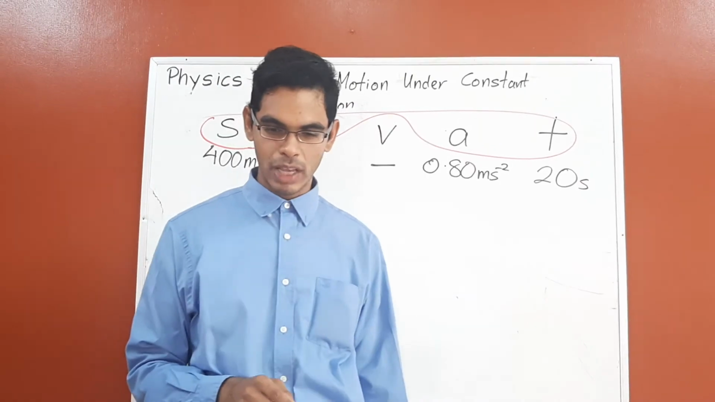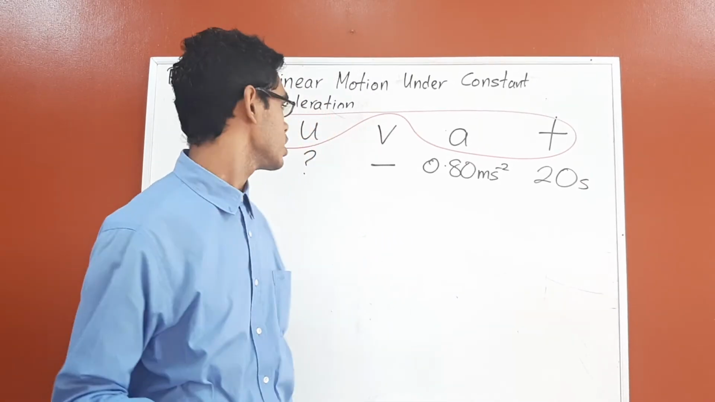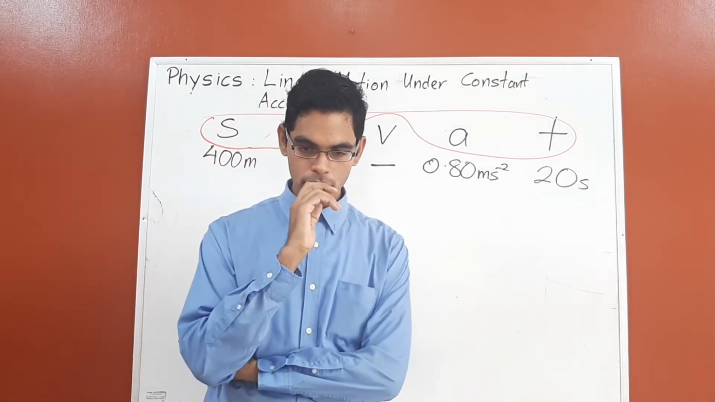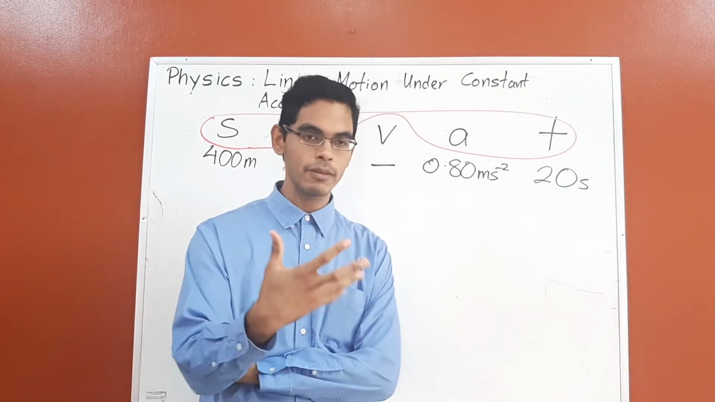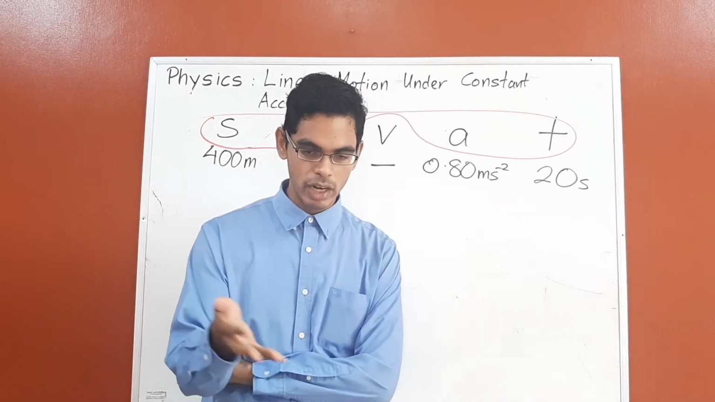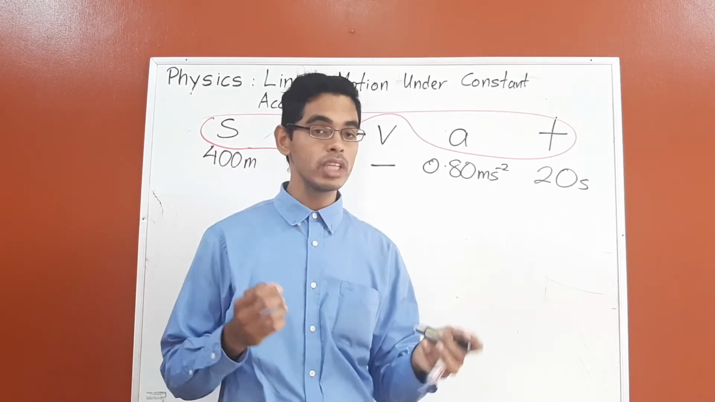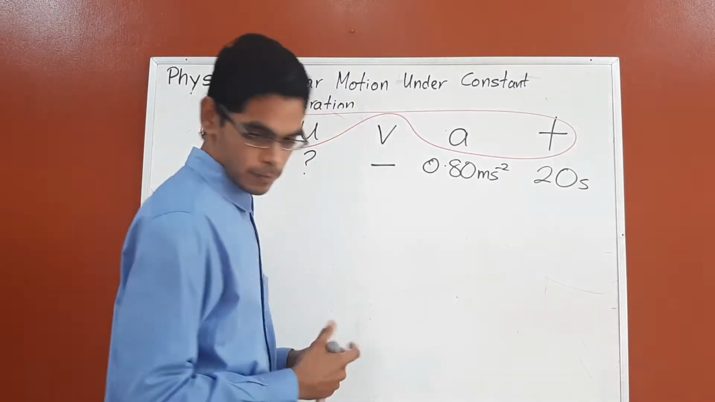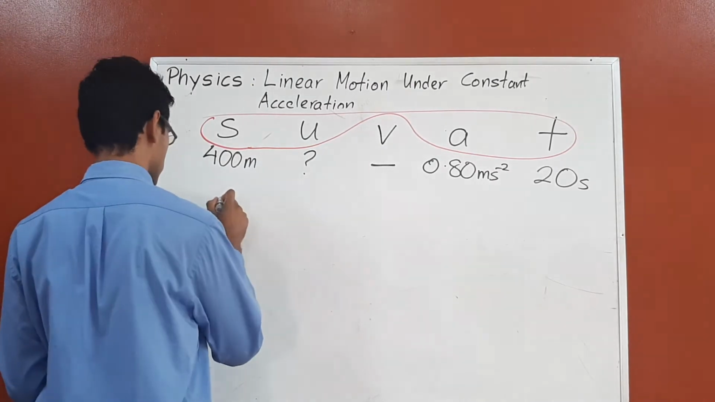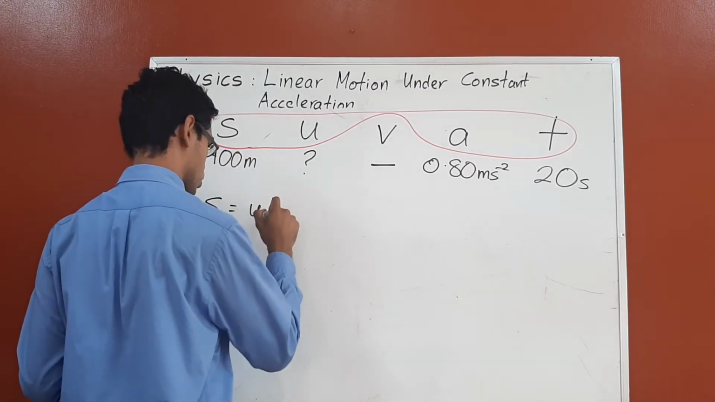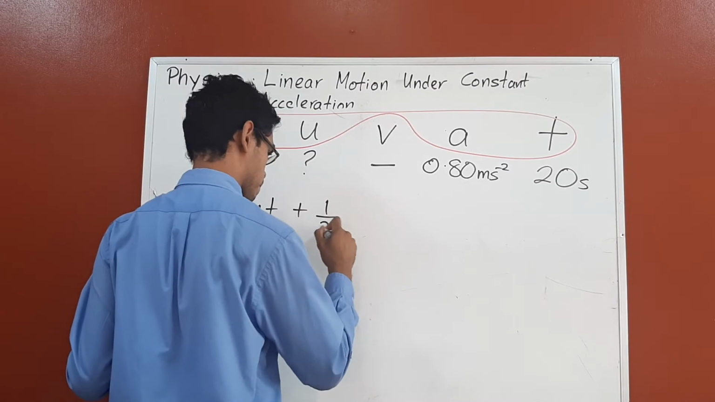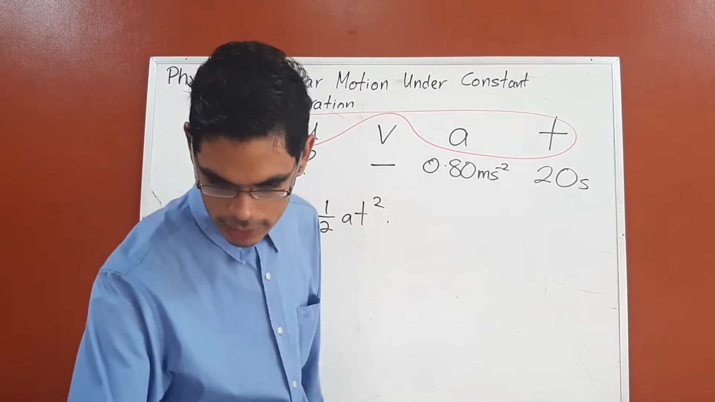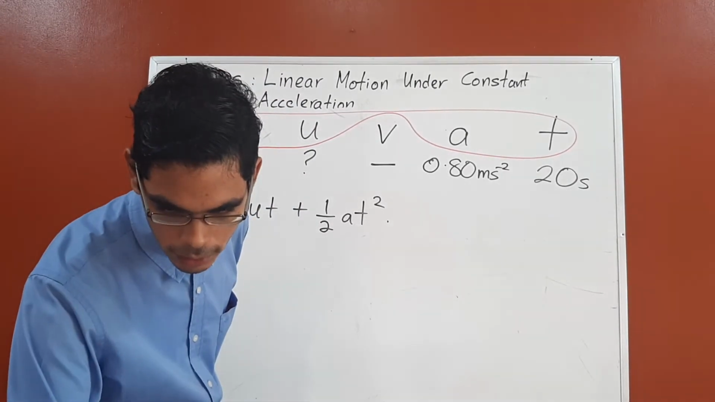Equation number 4 had VT instead of UT. We don't even know what V is, so we can't use that one. And the 5th one, V again, we don't know that. We can't have V and U in the same place. So we have V squared and U squared, so no. The only equation to use in this circumstance, equation number 3. S is equal to UT plus half AT squared.